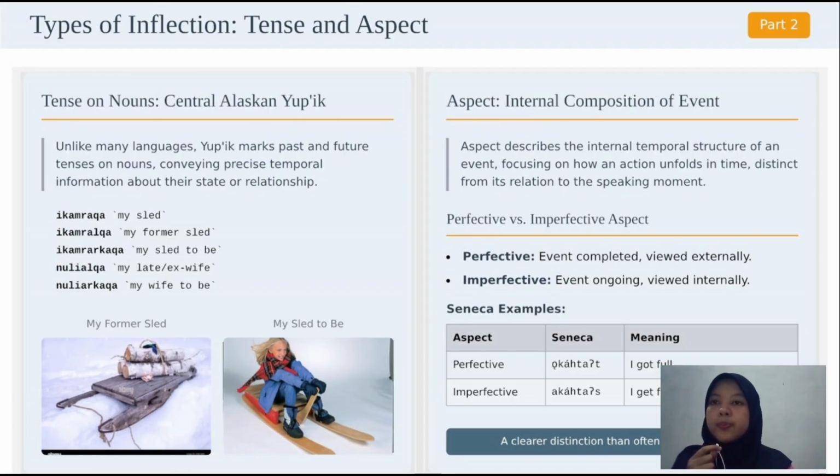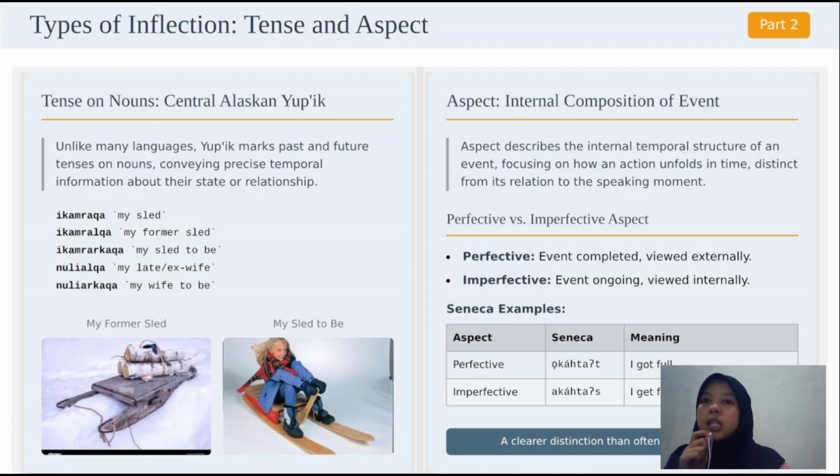For example, ikamrak. First, we have ikamrak, which means sled. This is the basic form without any tense or possession marking. The second example is ikamralqa, which means my former sled. Here, the suffix -lqa marks past possession, meaning something that I used to own but no longer do. So it refers to a sled that used to be mine.